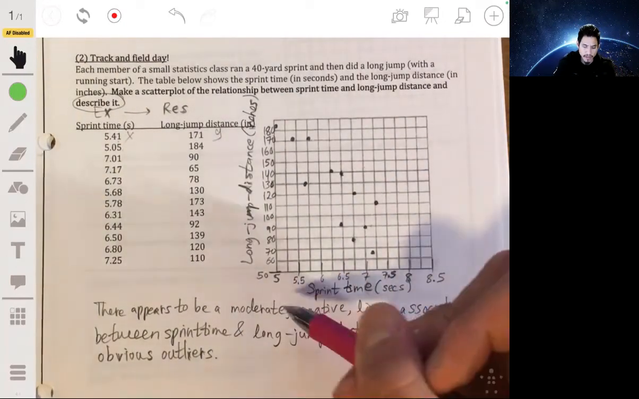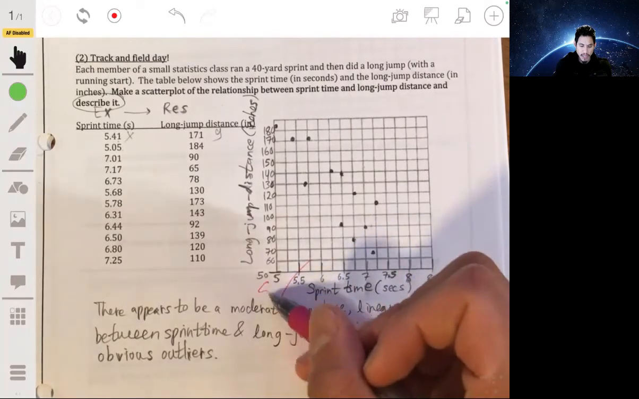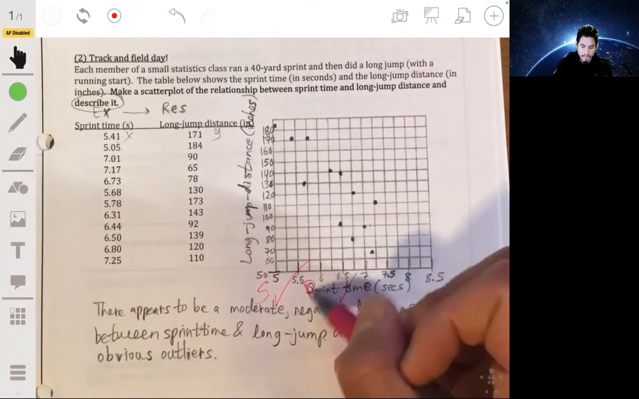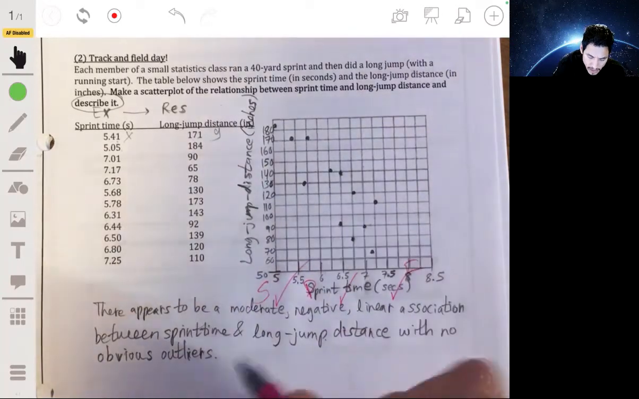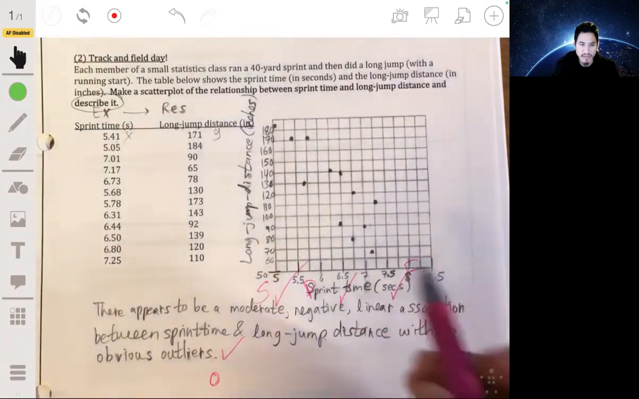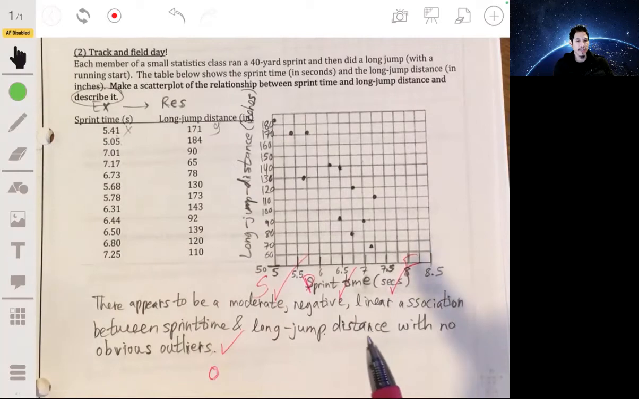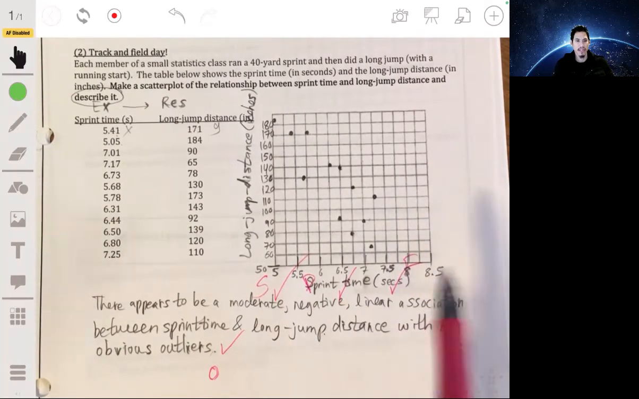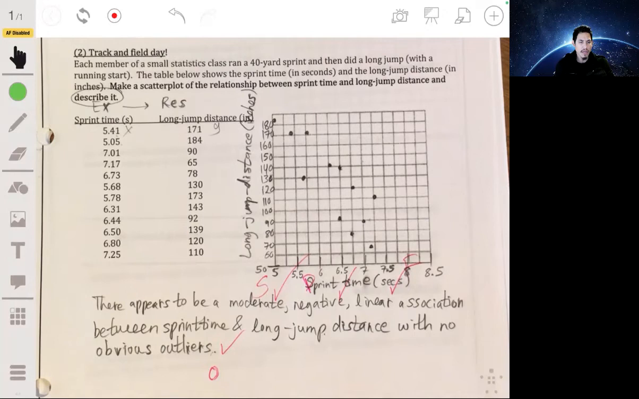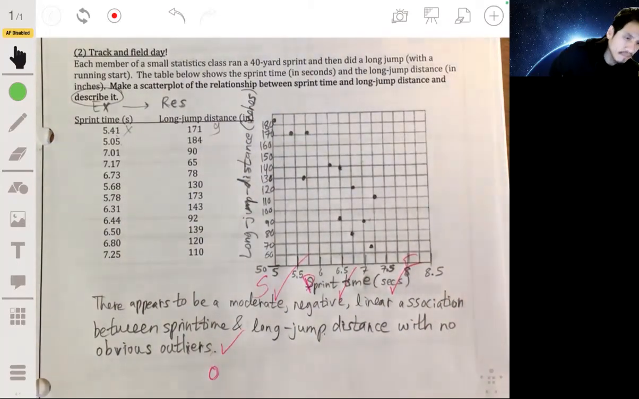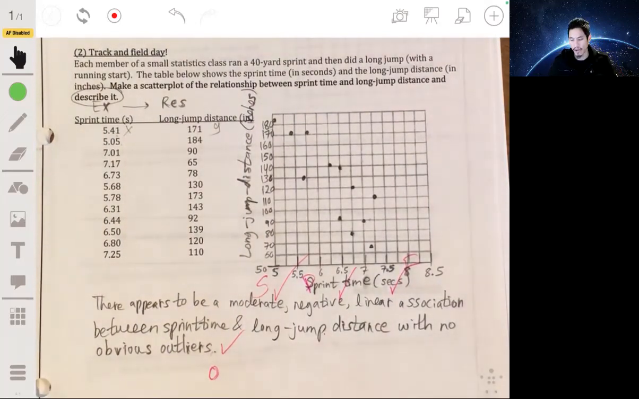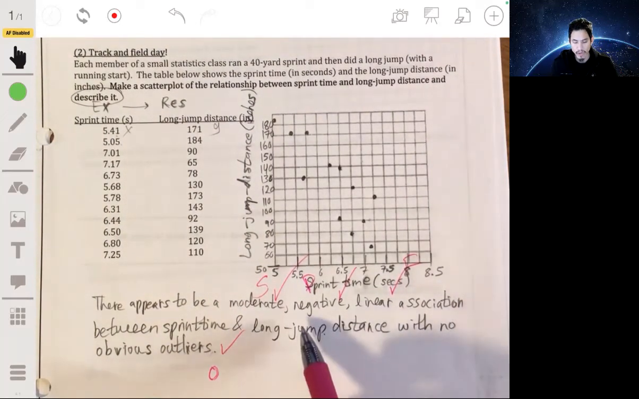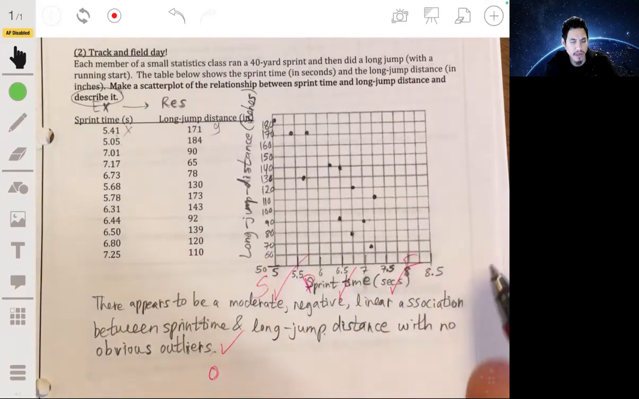So see, I mentioned the strength here. I got my S, the direction, the D, the form, linear, and outliers, and I got my DOFs. This is important because on your AP exam, they need you to address these four characteristics to get full credit, and you want to mention them in context. Don't just say moderate, negative, linear, outliers like a checklist. Explain it in context so you can demonstrate to the reader that you understand the scenario and how these relate to what's going on in the problem.